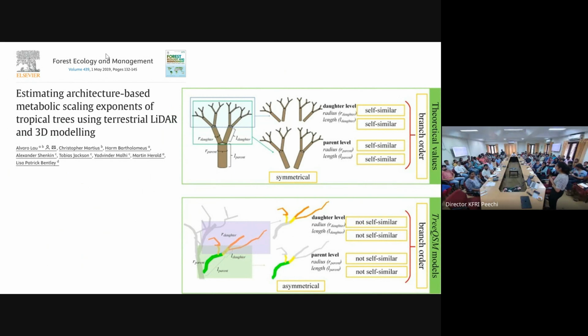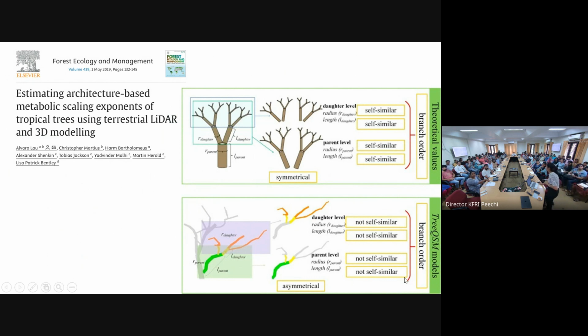So metabolic scaling theory, one of its propositions is that a tree can utilize its resources at the maximum when it has a very symmetrical structure. But of course, we know that it cannot happen in reality.